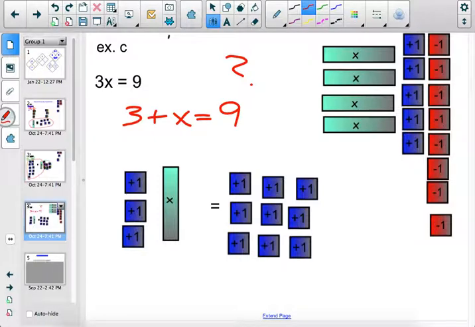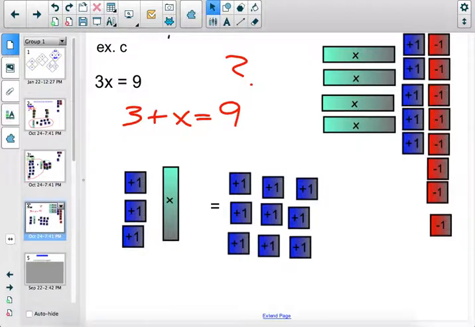I feel like this is a trick question. What do you think, Alex? I think it would be 3 times x because there's nothing in between. So it's 3x, so 3 times x? You're right. So how would we visually show 3 times x? Nick? 3 times as many x's.